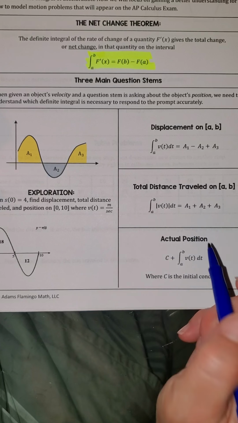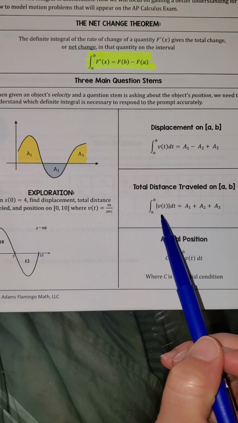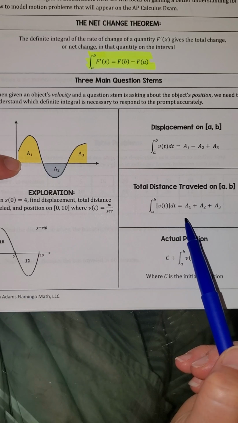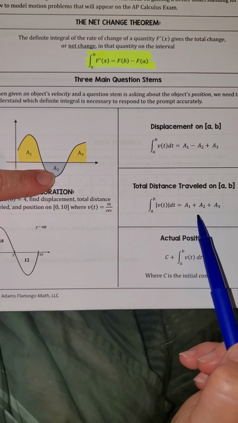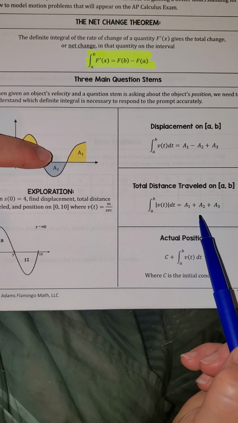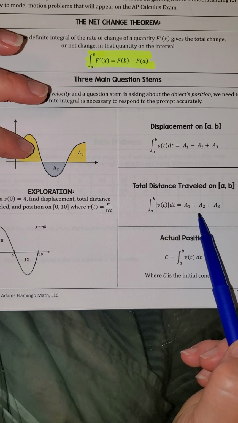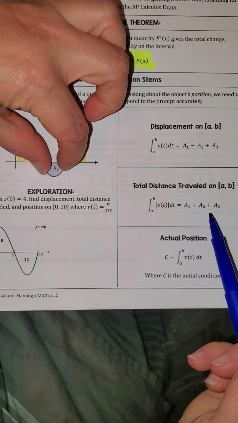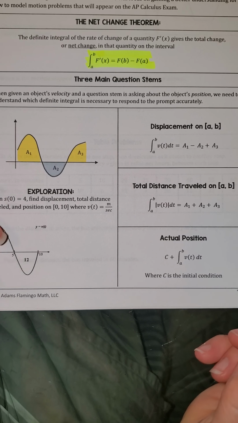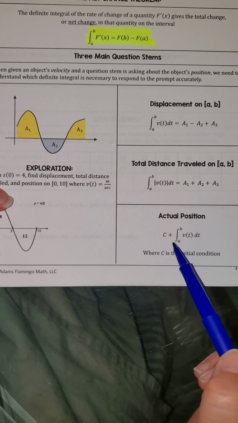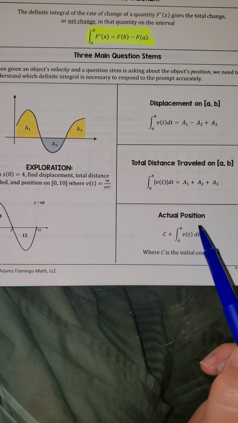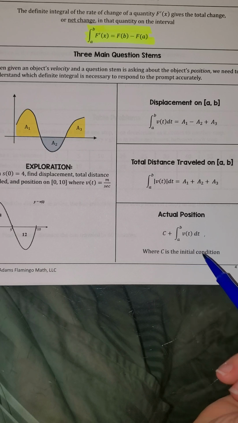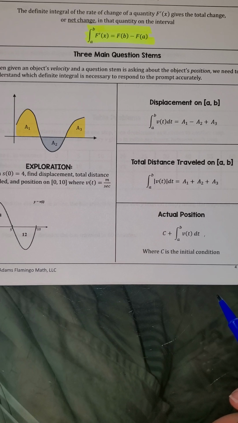If it's the total distance traveled, you're doing the absolute value of the velocity. So the A sub 1 is fine. It's already positive. But you would have to do the opposite for A sub 2. So you would have to do whatever A sub 2 is, but make it positive, and then you would add on your A sub 3. So you treat the negative part differently. And then for the actual position, you have to add in the initial position, because remember, this may not take that into consideration.